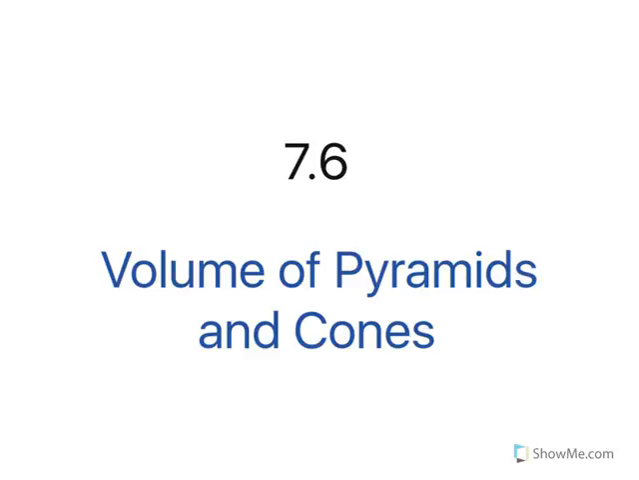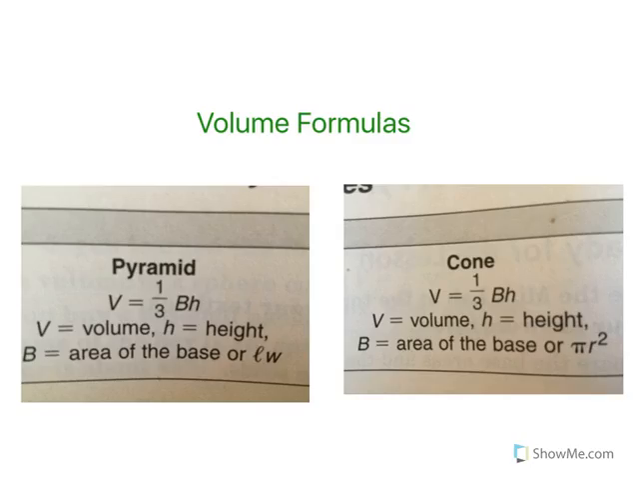This lesson is on chapter 7-6, titled Volume of Pyramids and Cones. So the two formulas that you need to know are the volume of a pyramid and the volume of a cone. For a pyramid, volume equals 1/3 times the area of the base. Whatever the shape of the base is, we're going to take that area and multiply by its height. And if you notice, the cone has the exact same formula, so it'll be easy for us to remember. The volume, again, is 1/3 times the area of the base times the height.